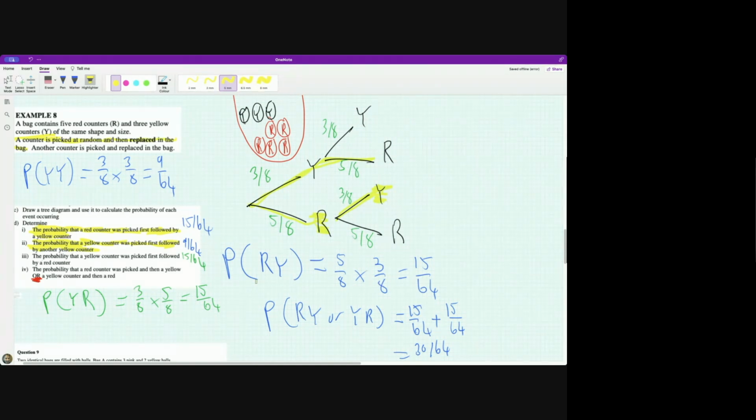Gannon's asked, do we need to simplify answers? If the teacher says yes, if the question says simplify, do it. But for today, I'm just practicing on teaching you guys.